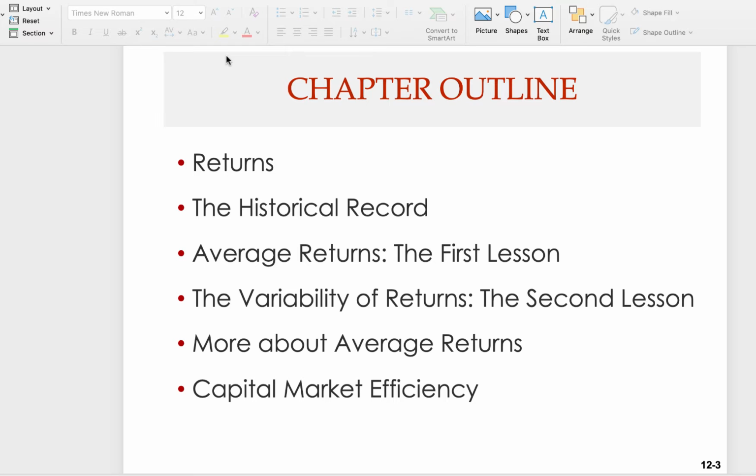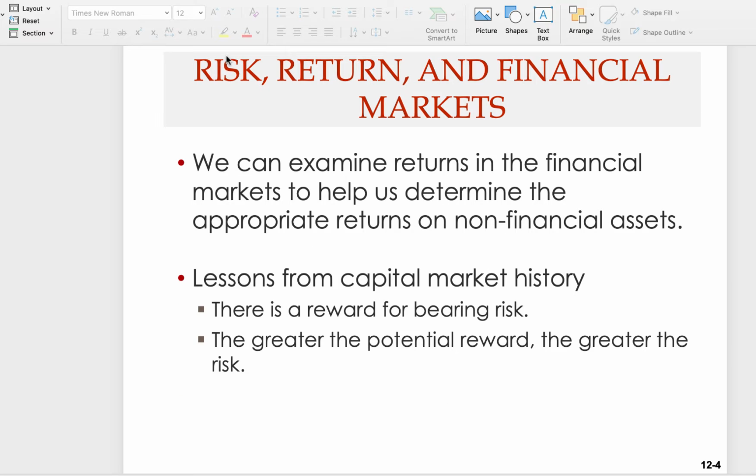Okay, in future videos, we'll talk about the average returns. We'll talk about the variability of returns, which incidentally are lessons 1 and 2 that we learned from the history of capital markets. We'll look at average return a little bit more, and then we'll talk about capital market efficiency. So let's just jump right in and look at risk and return in financial markets.